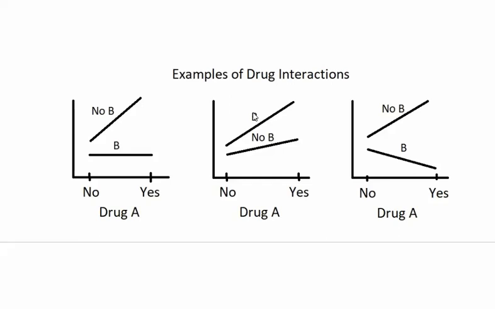In the middle, we have an interaction in which drug A always has some effect, but the effect is steeper. Drug A has more of an effect when drug B is taken along with it. At the right end, we have an interaction in which drug B actually reverses the effect of drug A. So if drug B is taken, drug A has this effect going downward, and if drug B is not taken, drug A has the opposite effect on the person.